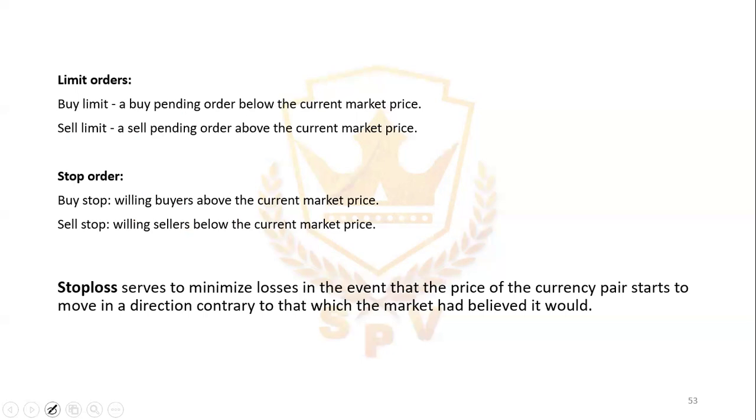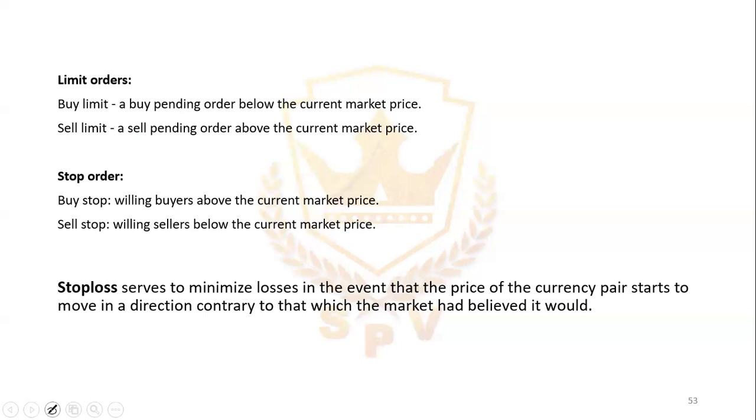Sometimes we have traders in time zones that are not favorable to trade during certain sessions, like during the London session or during the New York session. So they will put pending orders. We also have what we call stop loss level and take profit level. So a stop loss serves to minimize losses in the event that the price of the currency pair starts to move in the direction contrary to that which the market had believed it would.